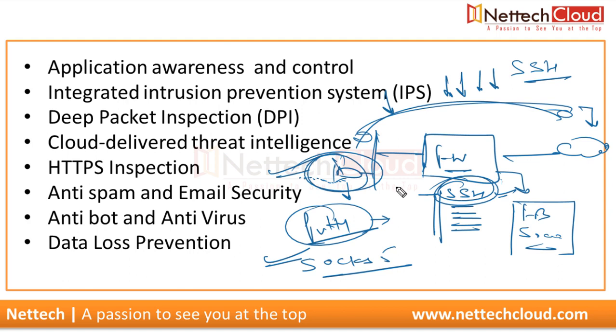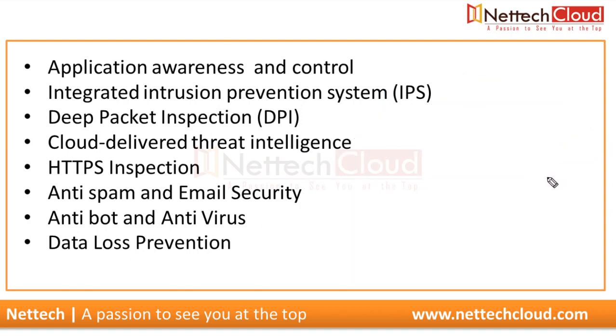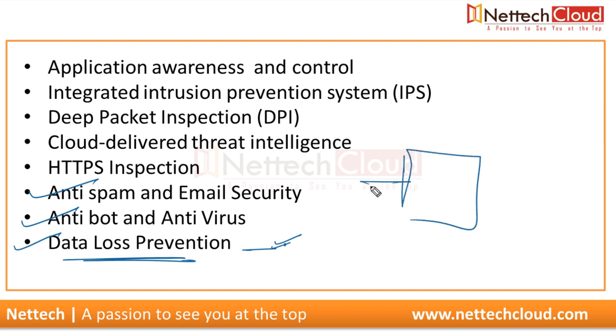So there are different ways to bypass the firewall, but most next generation firewalls do have some feature or other for decryption. Anti-spam is there, email security, anti-bot, antivirus, and DLP, data loss prevention, for data filtering. So it just prevents leakage of any sensitive data, right? Sensitive data leakage can be prevented with this DLP feature. So it's another good feature of next generation firewall.